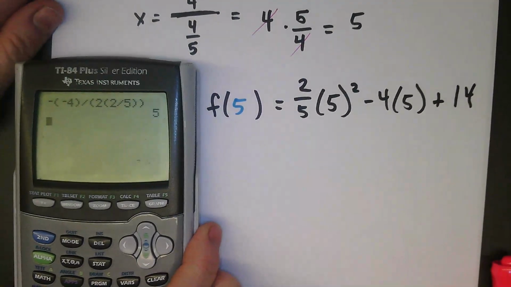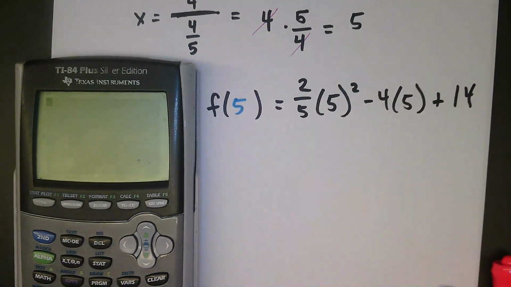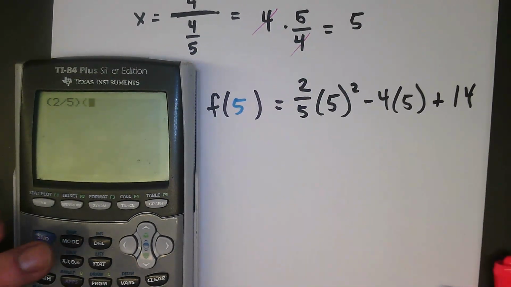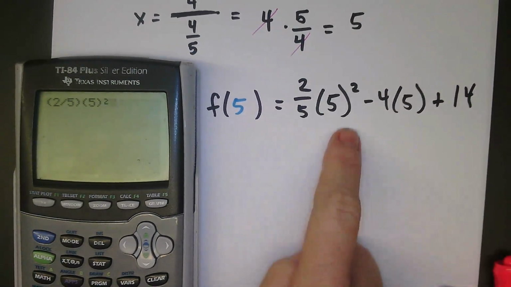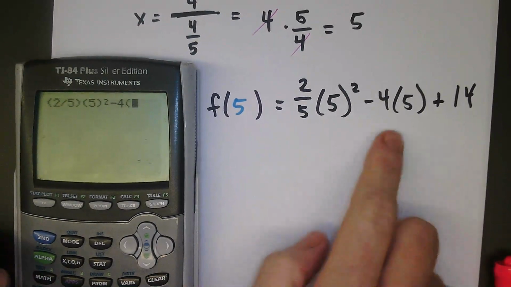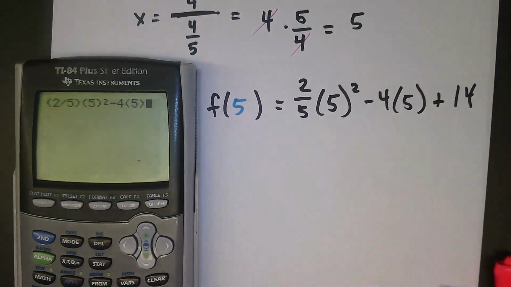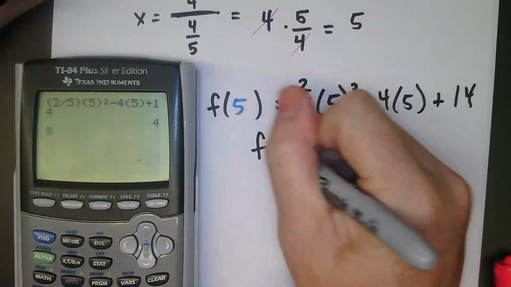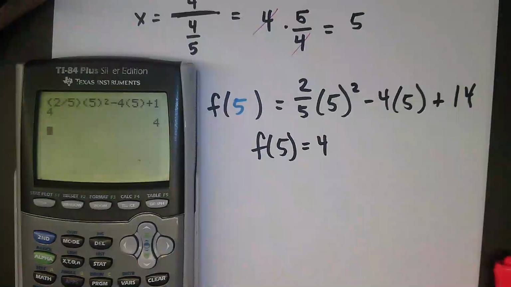Whatever calculator you use, make sure you're really practicing on the one that you get to use on the test. So that's going to be 2/5 times 5 squared, minus 4 times 5 plus 14. And that value is 4. So f of 5 is 4.